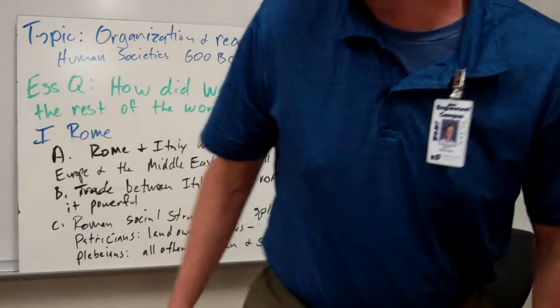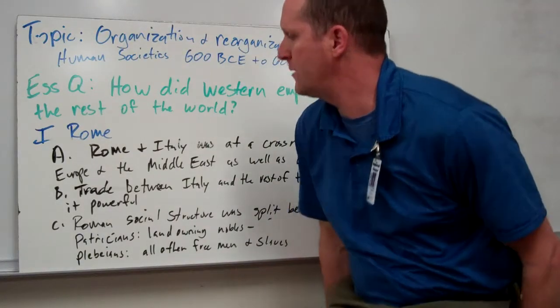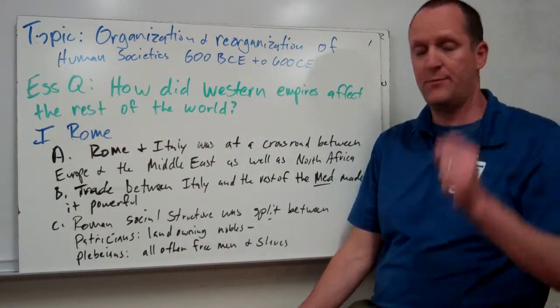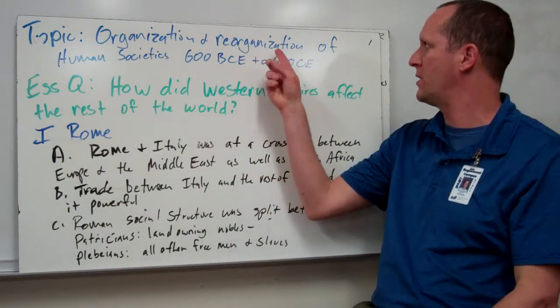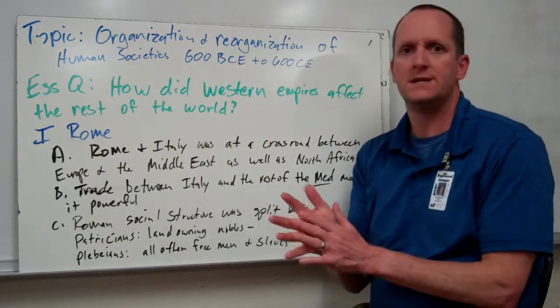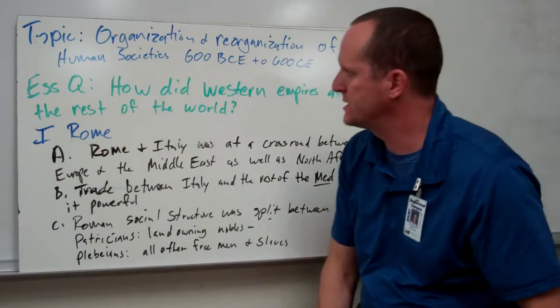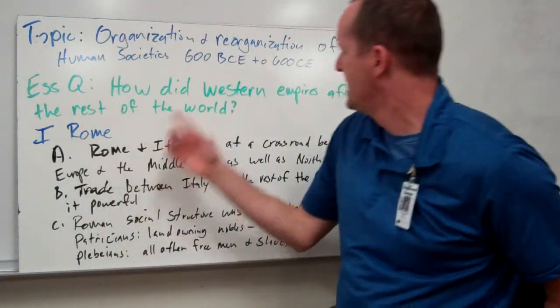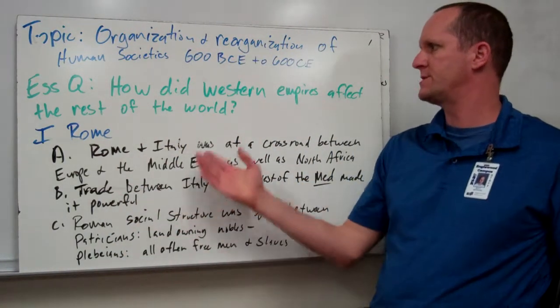All right, here we go, students. Our topic, once again, we're still in the second time period, our second unit, reorganization of human societies, 600 BCE to 600 CE. Our essential question, how did the Western empires affect the rest of the world?